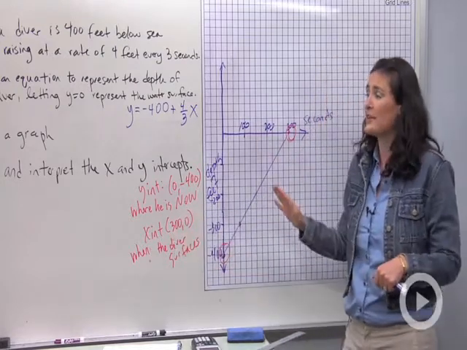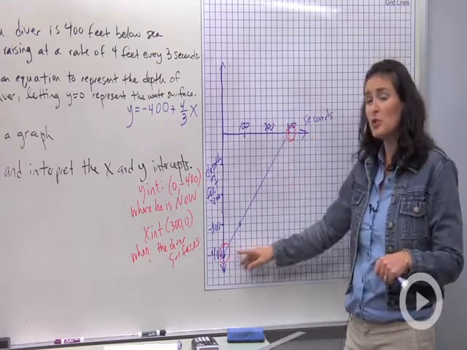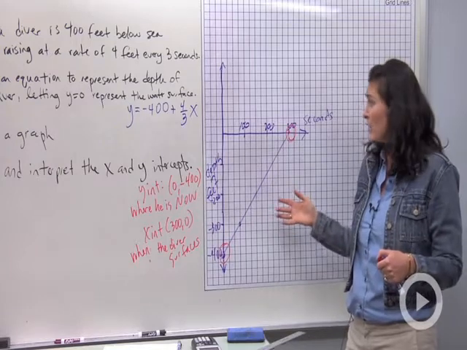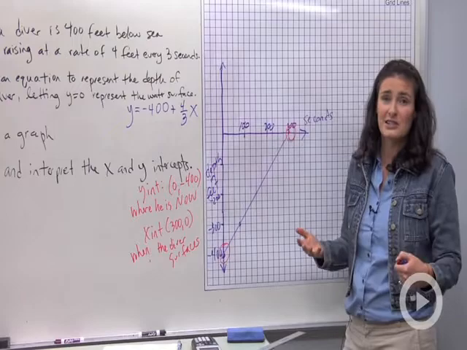This is the kind of situation where a real-world problem can be modeled using a graph, and if you do it precisely using a ruler to help you and using the x and y intercepts, you can make some really good extrapolations to the real world.